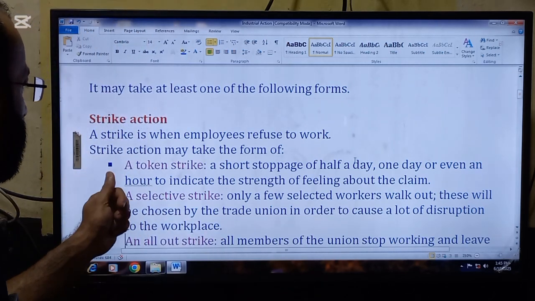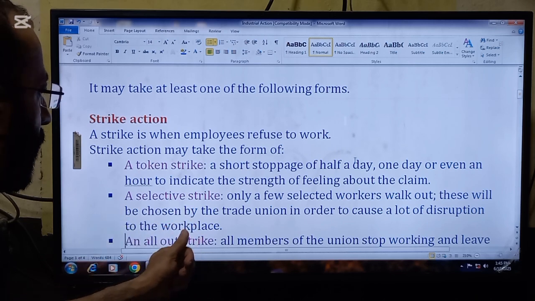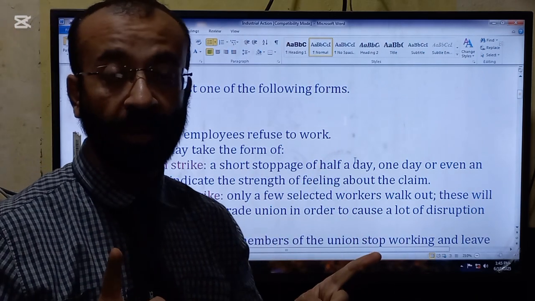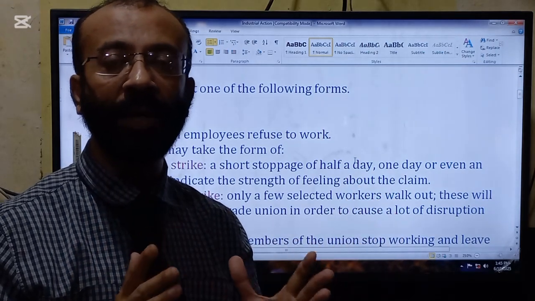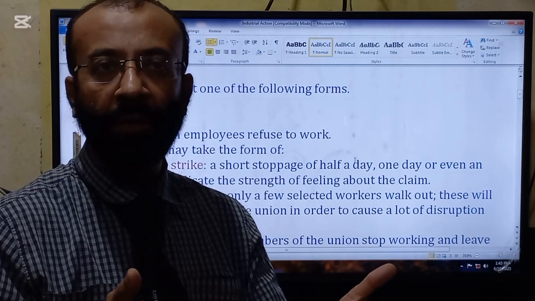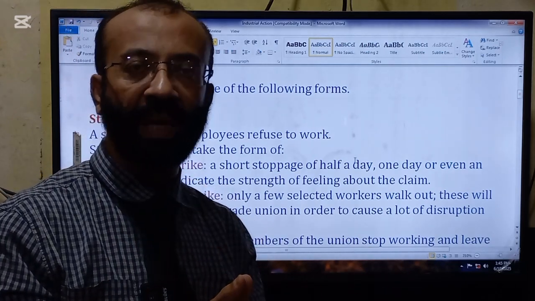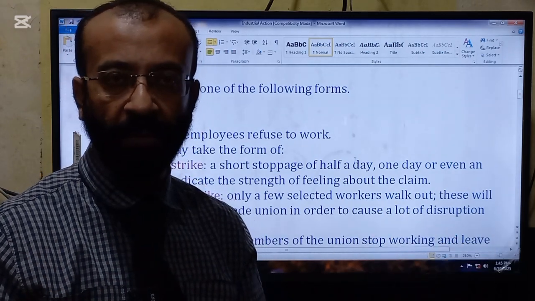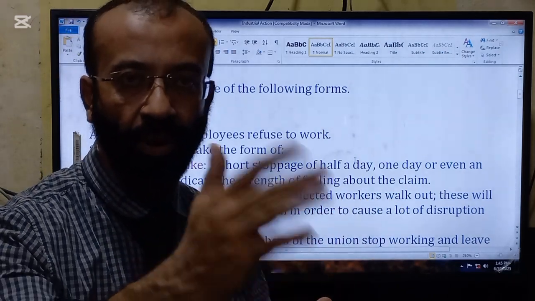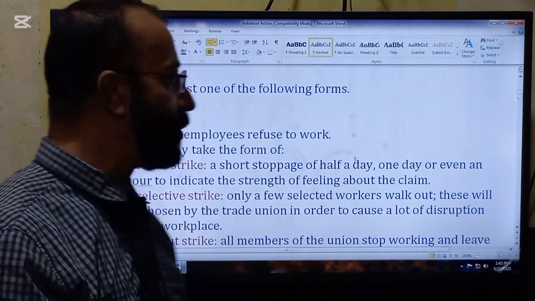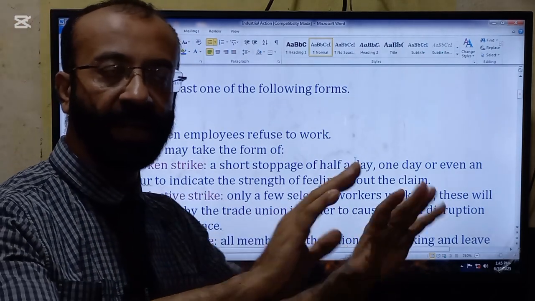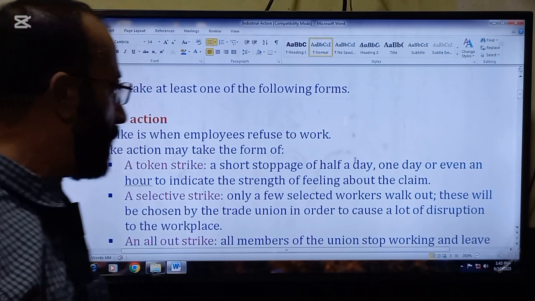The other form of the strike can be a selective strike. Only a few selected workers walk out, not the whole workforce. So for example, there are 100 workers working in a factory. Out of 100, 10 may be the representatives of the full workforce. So these 10 workers go on strike. This kind of strike is called a selective strike, but the rest of the workers still work at their places.